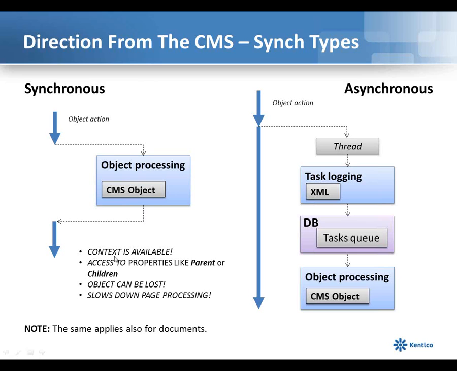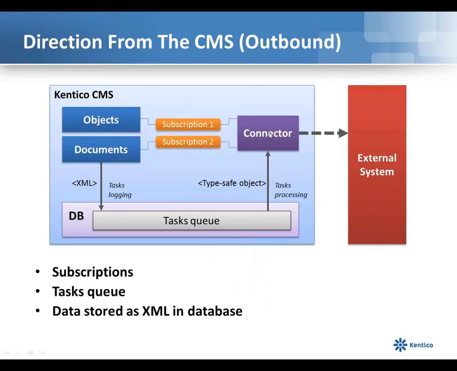The advantage here is that context information of your current user, current website, and whatever else you can imagine, context is available for you. You can access also objects like the parent or children of the currently processed object, but there are disadvantages, of course. The object will be definitely lost in case the processing fails. So if your connector is not able to contact the external system and the external system is down, it does not go through the task queue, and generally you're done.